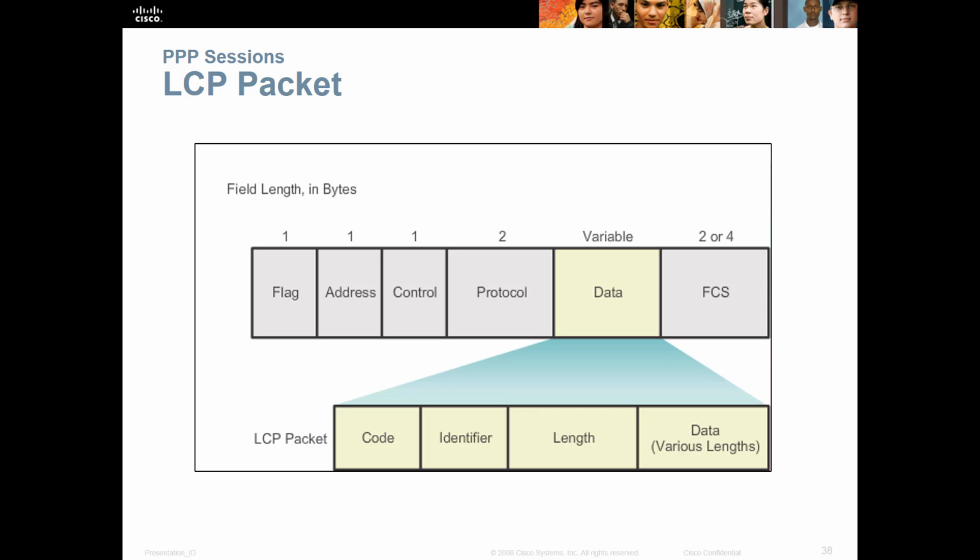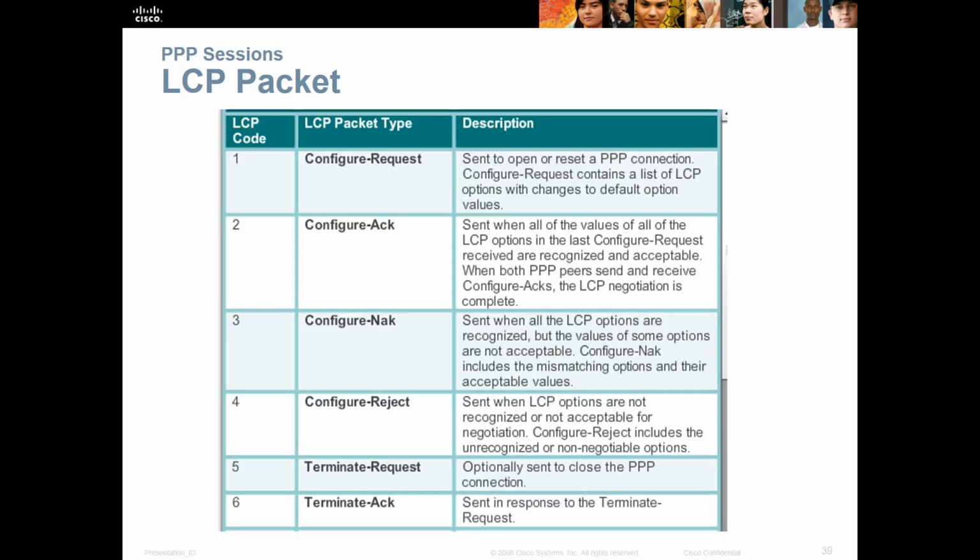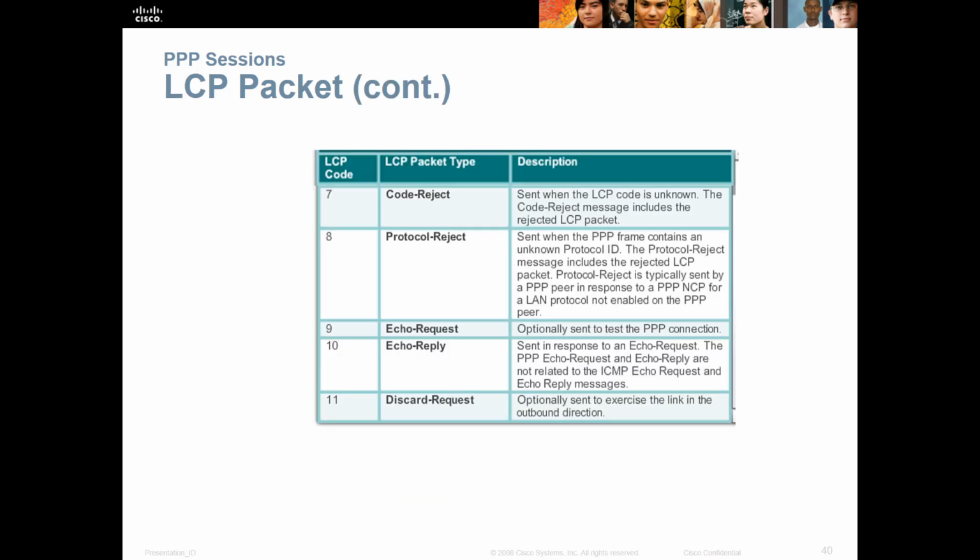So the code will be broken up into multiple different sections. Configuration request, configuration acknowledgement, configuration NAK, configure reject, terminate request, terminate acknowledgement, code reject, protocol reject, echo request, echo reply, discard request. It will have 11 different LCP codes.